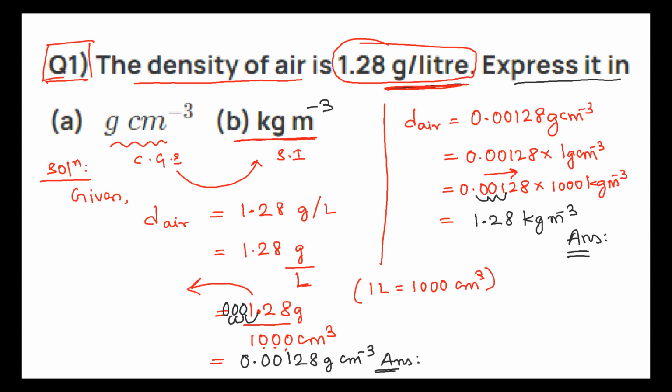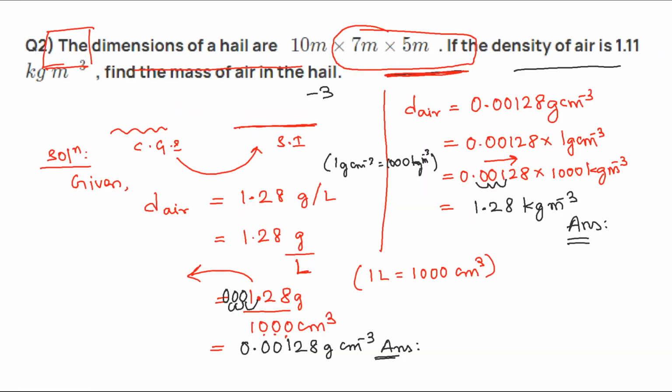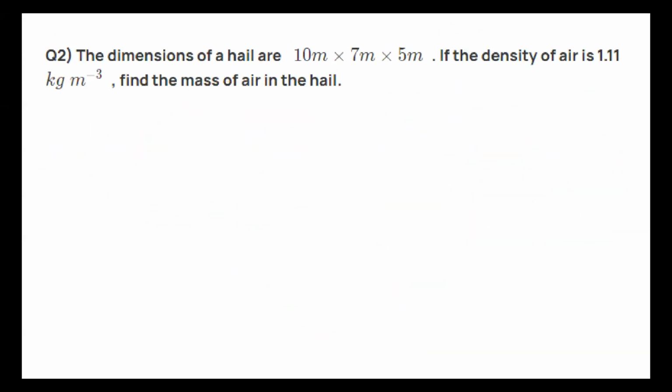This is the way you all will solve. And if possible, over here in the bracket, you will just write that 1 gram per centimeter cube is equal to 1000 kg per meter cube. Fine. So great. There's nothing to repeat. If you feel you have missed something, then just play the video once again.